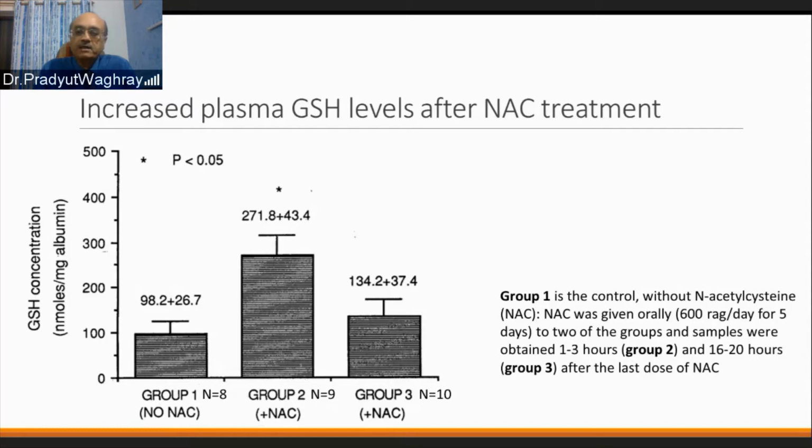N-acetylcysteine was given orally in a dose of 600 milligrams per day for 5 days to the two groups, group 2 and group 3, and samples were obtained for measurement of glutathione concentration. In group 2, within 1 to 3 hours, there was a significant elevation of the antioxidant glutathione, which persisted for 16 to 20 hours after the last dose of NAC, as seen in group 3. So what it shows is NAC was able not only to elevate the levels of glutathione in the early hours, but the elevation also persisted for a longer time.